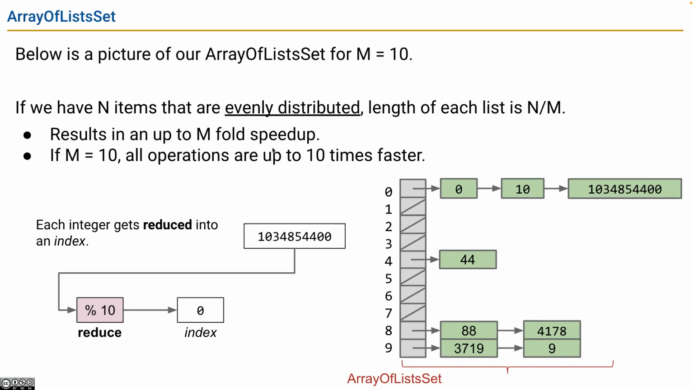And so overall, we get an m-fold speedup if the items are evenly distributed. Of course, if I keep inserting a bunch of items that have 0 at the end, I'm right where I started. But assuming, just for the moment, that the items are evenly distributed, we're in good shape. Okay, any questions about this array of lists set?